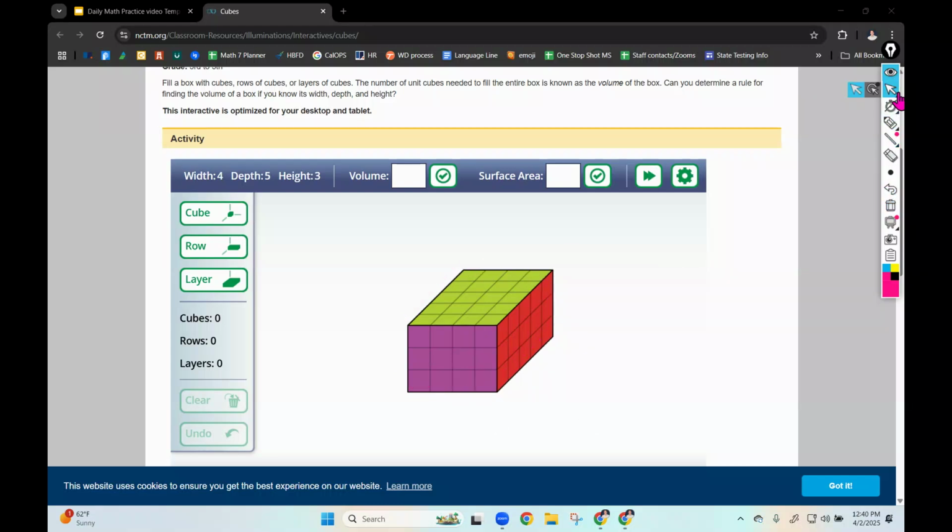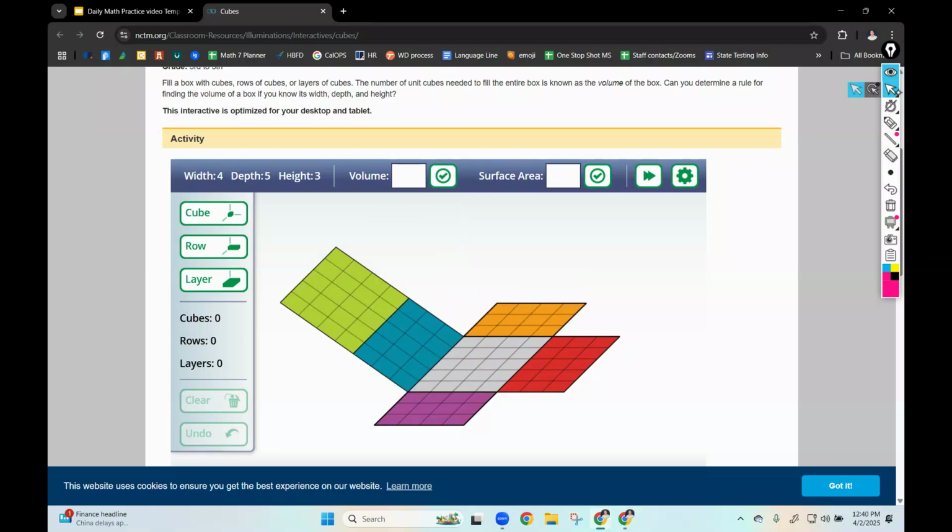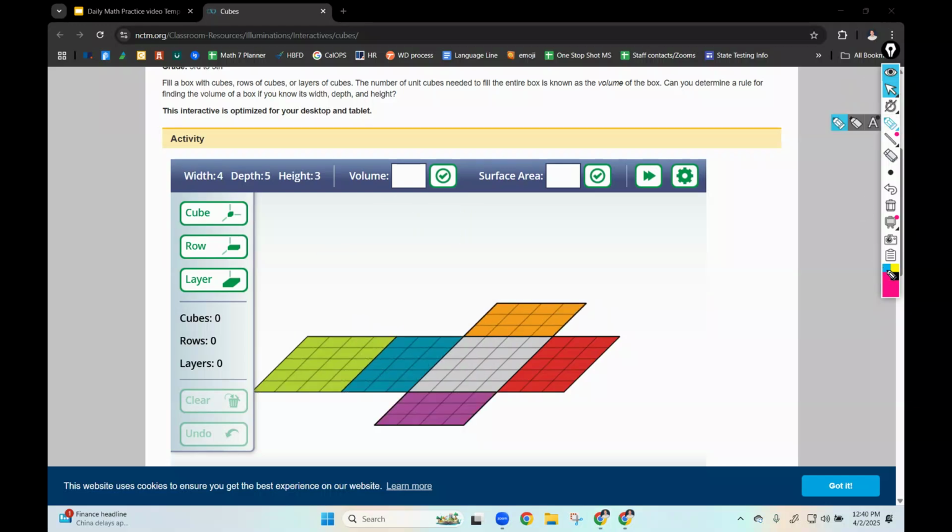Now what we're going to see in this lesson is that surface area is going to be the combination of multiple figures. So I want you to think of it as taking the box, breaking it down, and laying it flat. This is called a net. So now we have this net of the prism. And the net of this rectangular prism now has multiple rectangles. We have rectangle A, rectangle B, rectangle C, rectangle D, rectangle E, and rectangle F.